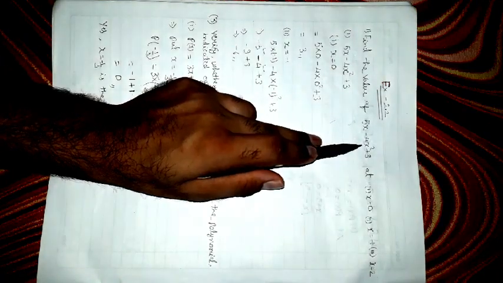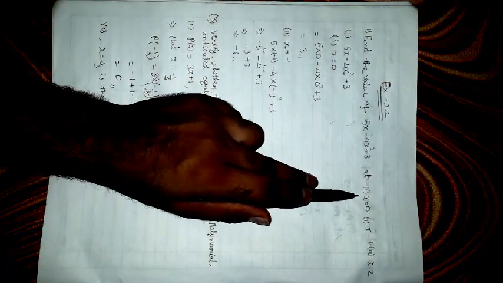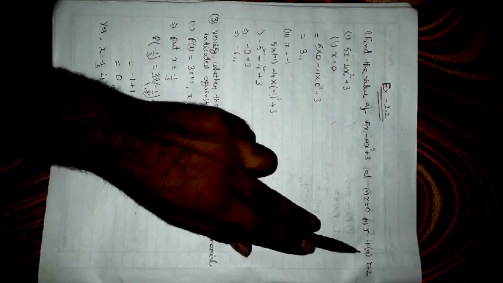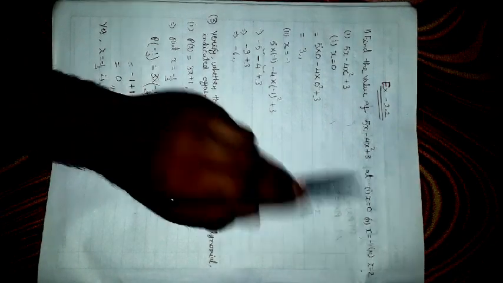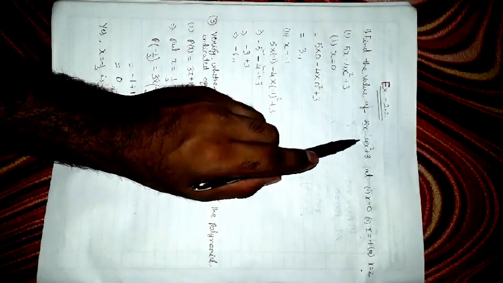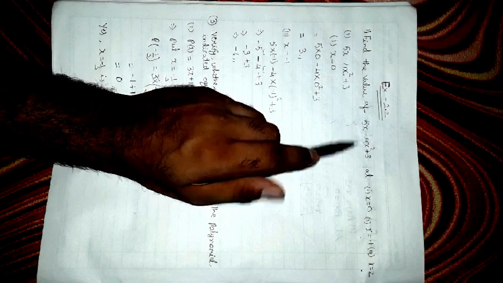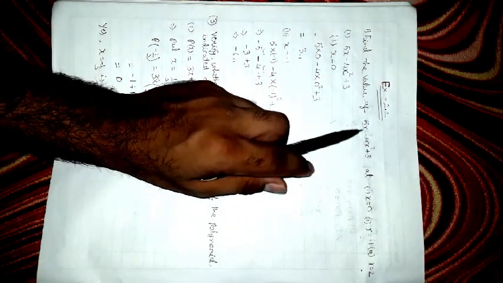Okay, now we are starting exercise 2.2. The very first question of exercise 2.2 is: find the value of 5x minus 4x square plus 3 at x equals 0, x equals minus 1, and x equals 2. It means we have to find the value of the given polynomial. In the last video I had explained how we can find the value of the given polynomial.